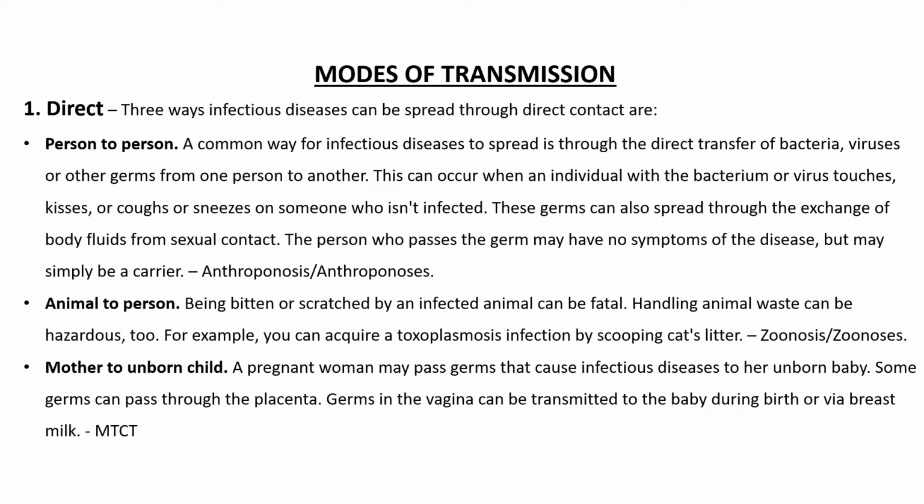Now, talking about the modes of transmission of infectious agents, there are two means in which these infectious pathogens can be transmitted. The first way is known as a direct means, and it is subdivided into three different ways in which infectious diseases can be spread. The first one is better known as person to person transmission, which is a common way for infectious diseases to spread through the direct transfer of bacteria, viruses, or other germs from one person to another.